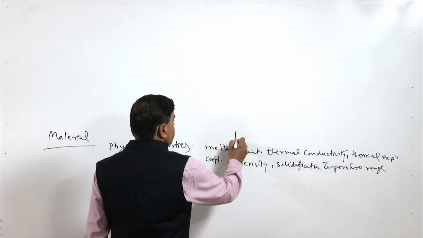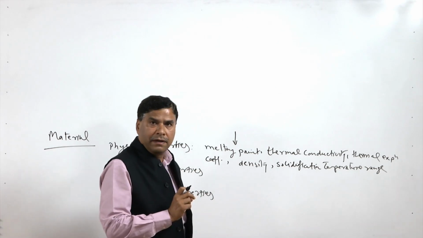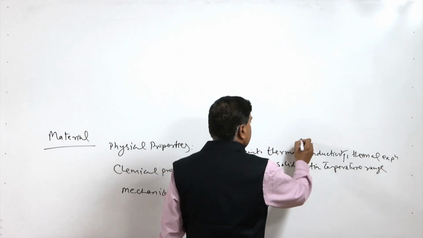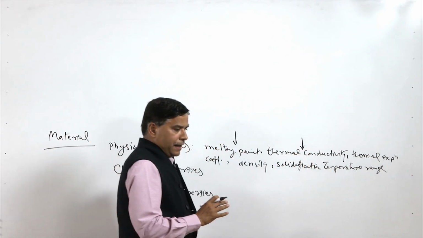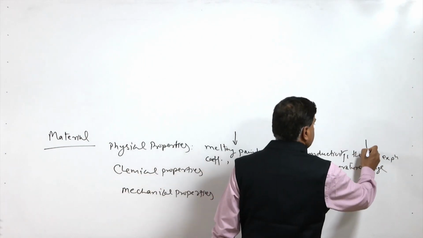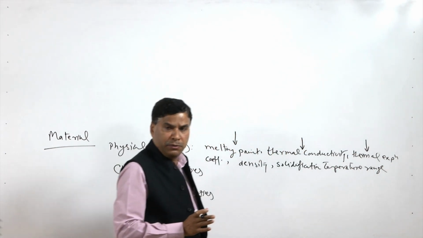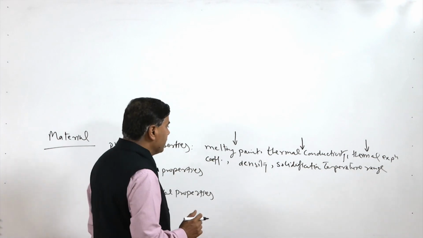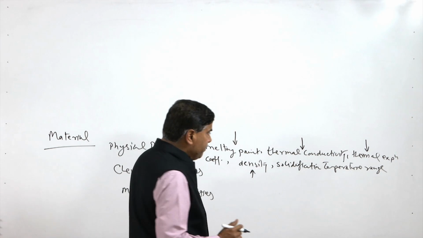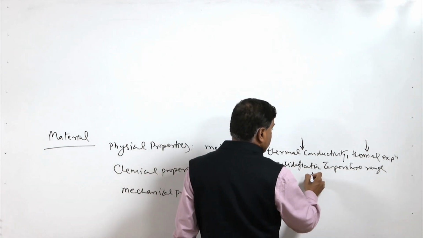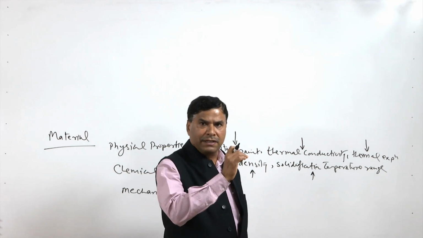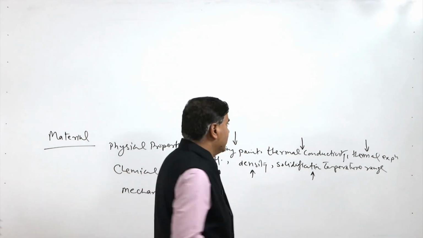Melting point is the temperature at which the material is brought to the complete molten state. Thermal conductivity determines the ability of the material to transfer heat. Thermal expansion is about the change in dimension for unit degree of change in temperature, and the density is the mass per unit volume, and the solidification temperature range is for the alloys, wherein solidification starts at one temperature and then ends at another temperature.